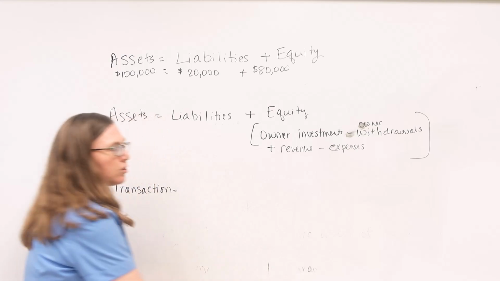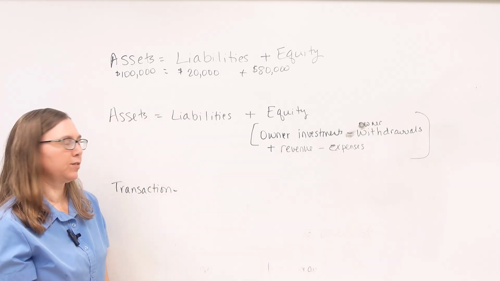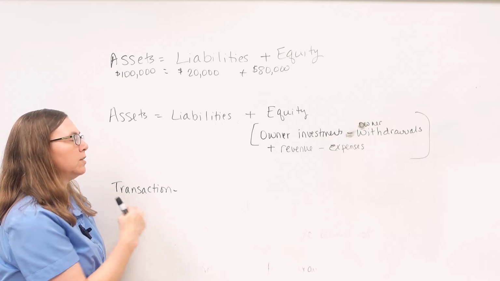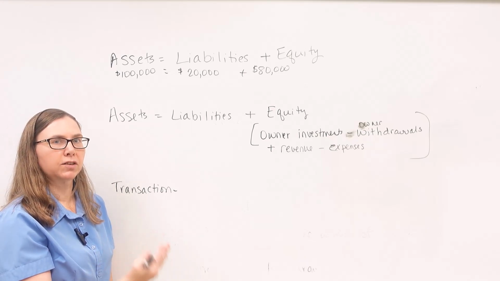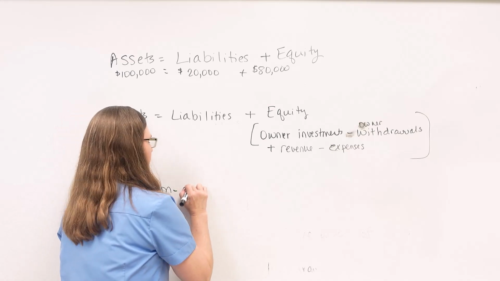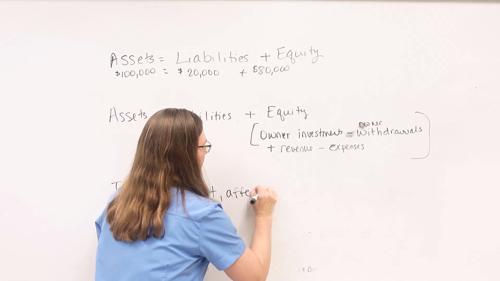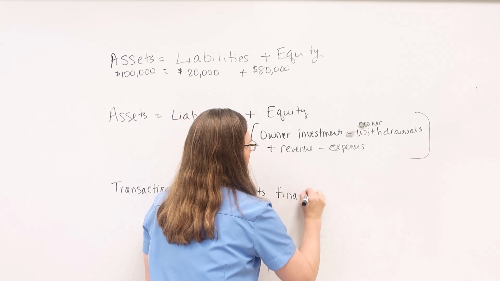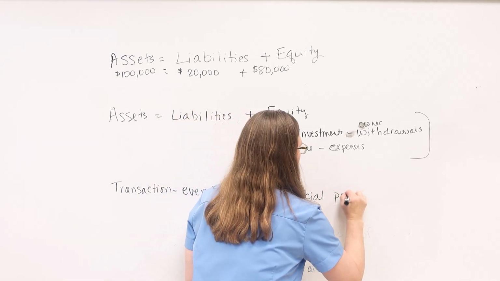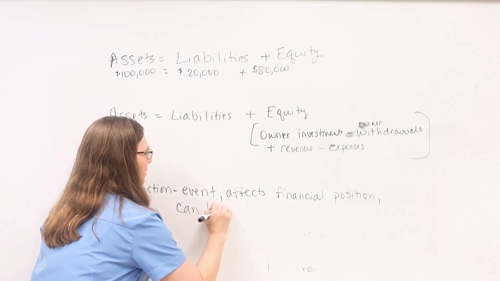And then just to make sure you have all the definitions, a transaction is a term that you're going to hear me say a lot. And it's basically just an event that happens that affects the company's financial position and can be measured. So it's an event, it affects the financial position, and it can be measured.